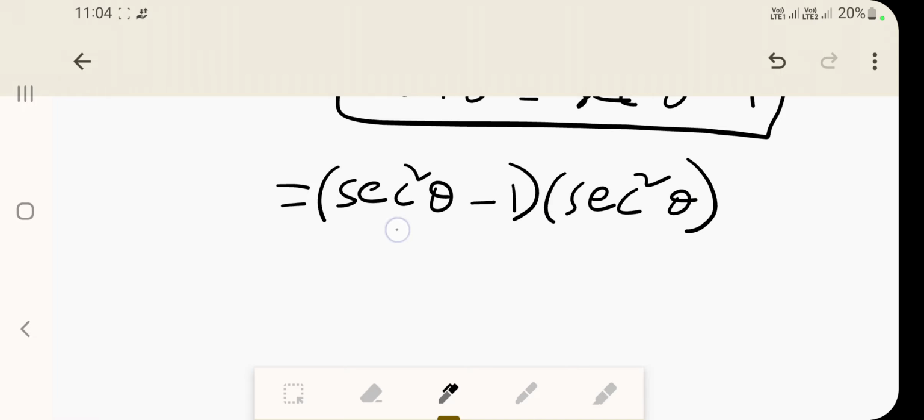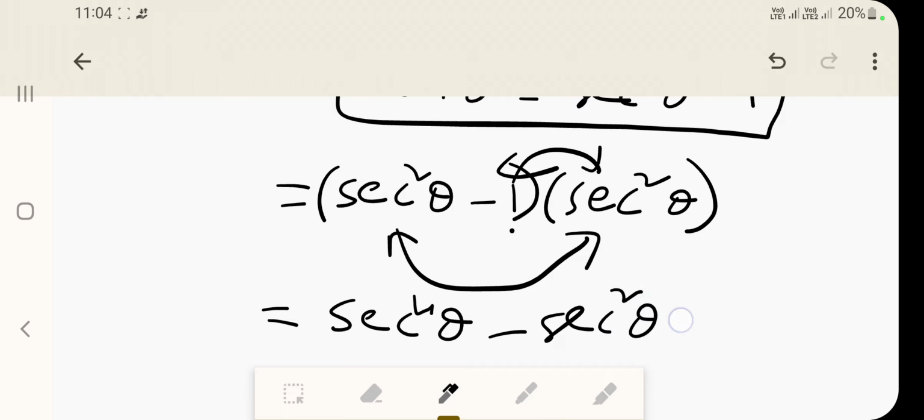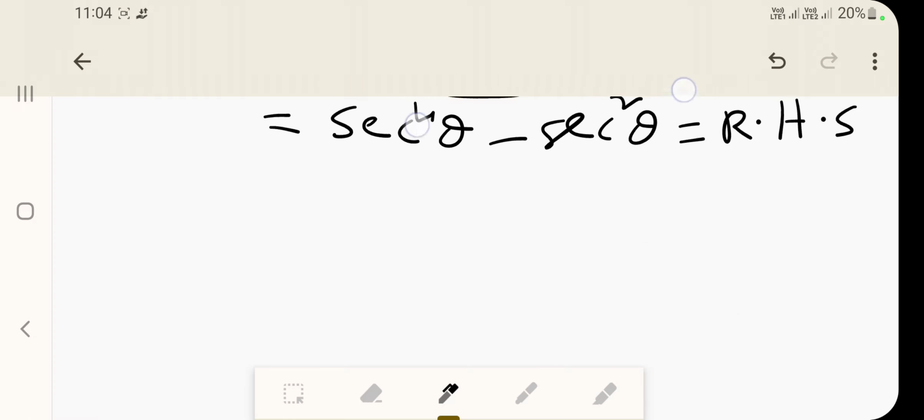So secant square into secant square, what happens? The bases are the same, so we are going to add the powers, 2 plus 2, it is going to be 4. So we get secant to the power of 4 theta, minus this 1 into secant square theta, it is going to be secant square theta. This is our RHS. Okay, right, it is proved.